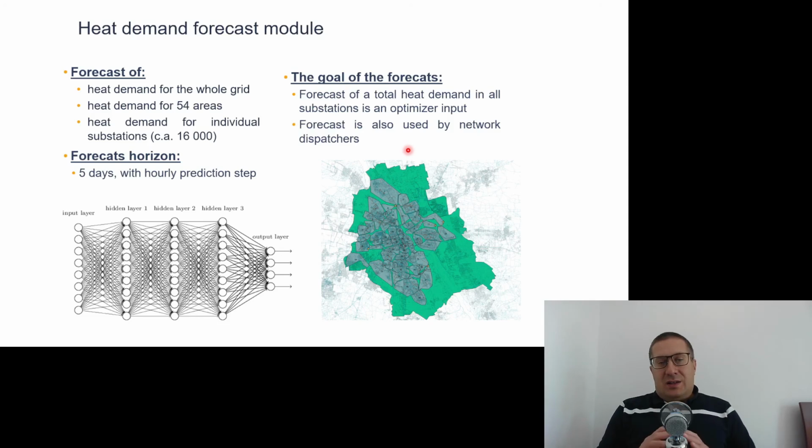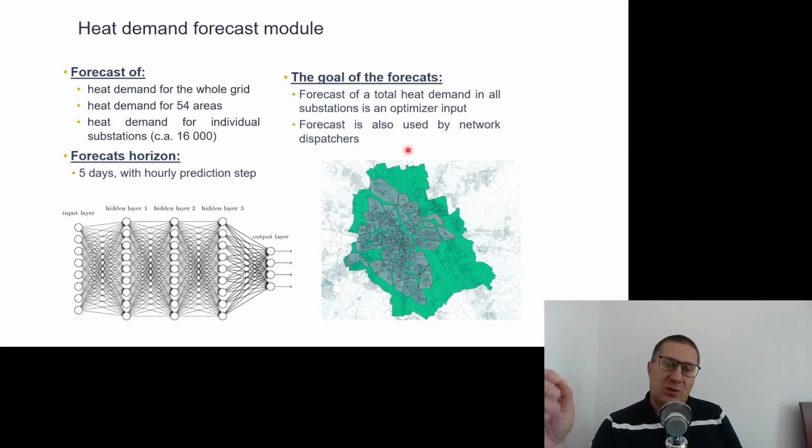Okay, so now let's switch the context, and now let's talk about the heat demand forecast module. So we had two teams. One team was working on the optimizer, and the second team was working on the heat demand forecast, because this is a crucial input to the optimizer. If we have to be very precise in delivering heat, we need to know what the demand for heat is. We have to predict it, and this prediction should be very accurate.